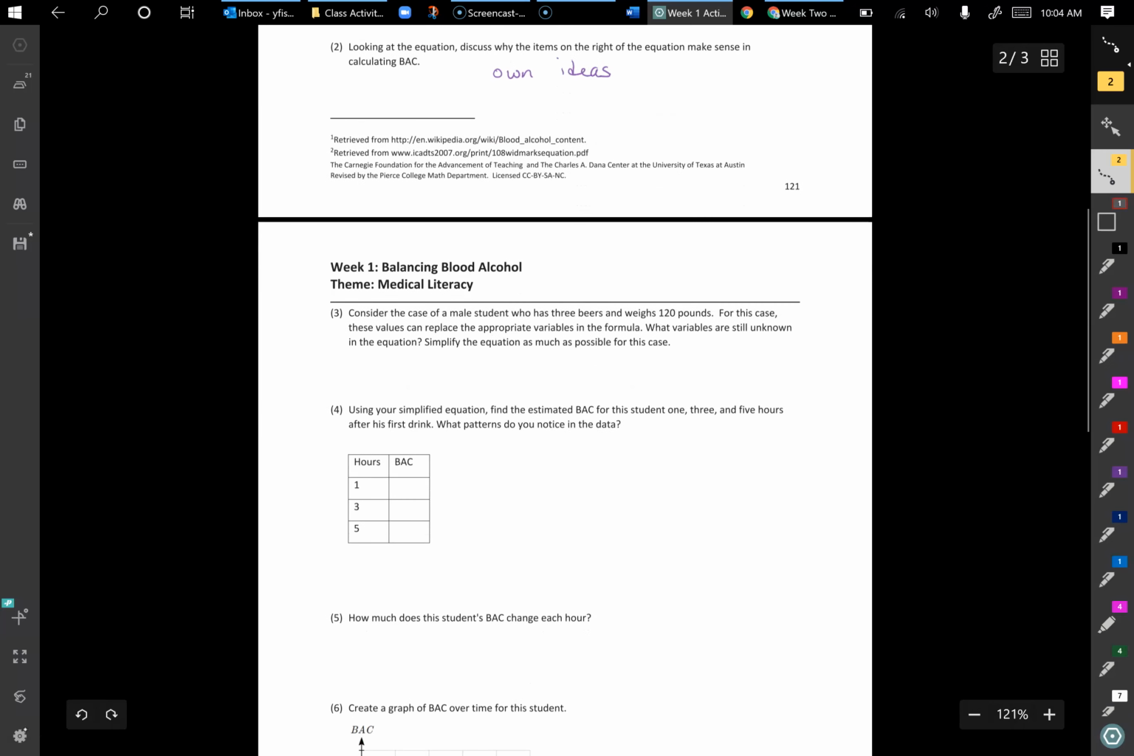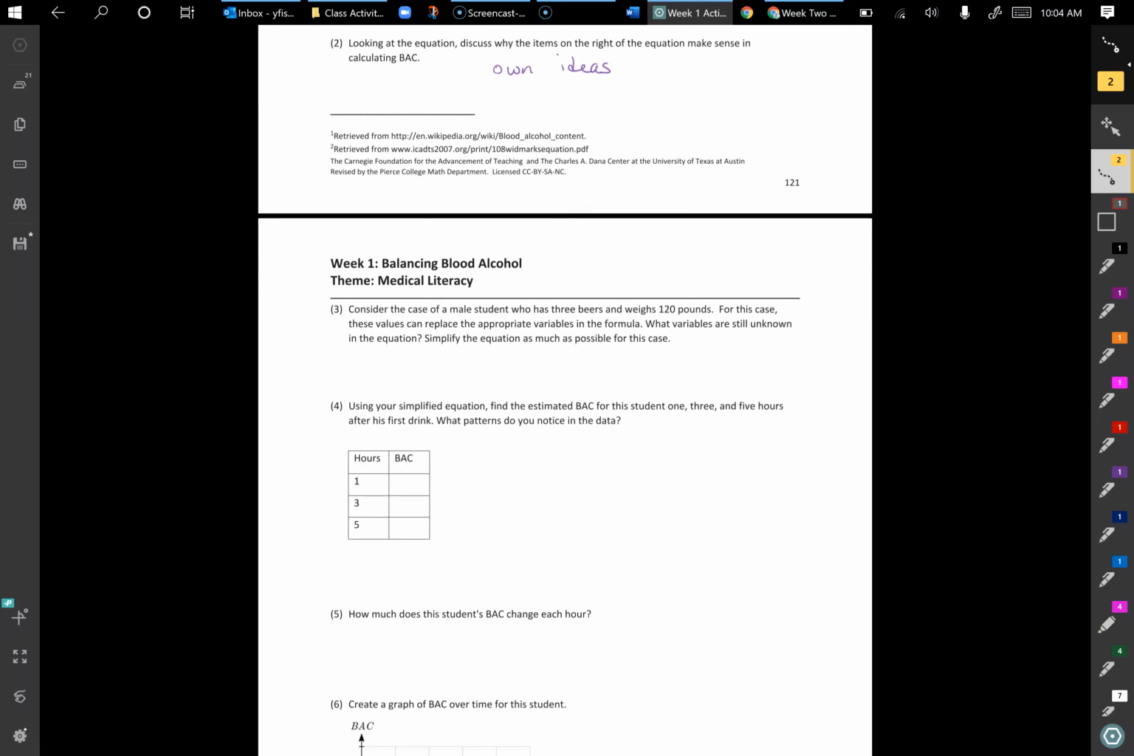Then for number 4, you're just going to use the simplified equation that you came up with here and fill in T. You're going to find B and jot that down in this chart. And then again, write your own ideas about what you notice. Any patterns? Is it increasing, decreasing? What's happening with that? Okay.